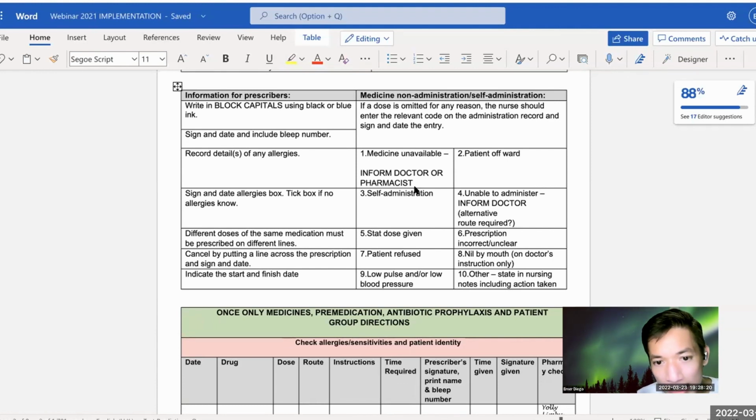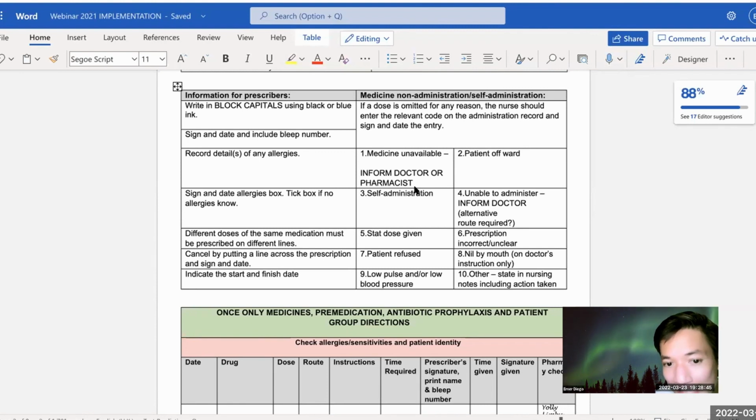Number four, if unable to administer. So this might be like an instance wherein, let's say, the patient is nauseated and cannot take it. Probably we have to think of other forms such as IV, IM, or subcut. All right, so that is your number four. And make sure to inform the doctor for the doctor to change the route of your medication.